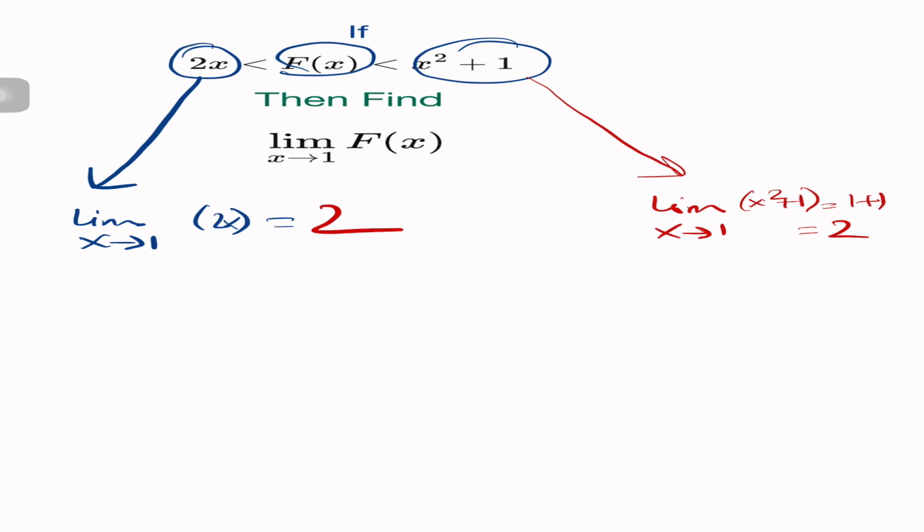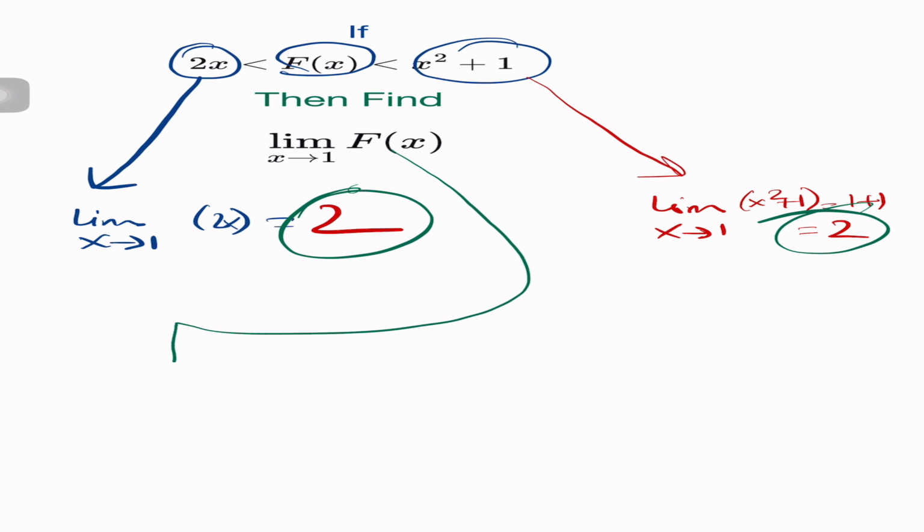So you see, in both cases we get 2 and 2. So the limit as x approaches 1 of f of x is going to be simply 2.